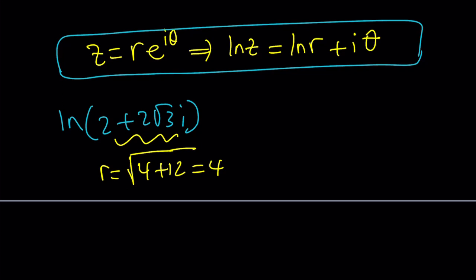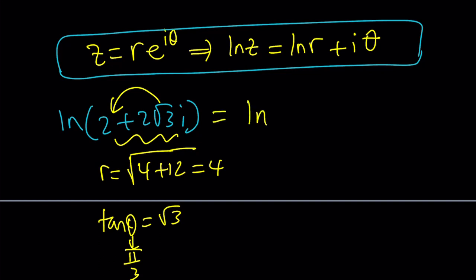And what about the theta? Theta, you can look at the tangent theta as root 3. That reminds me, 60 degrees or pi over 3 radians. And since this is in the first quadrant, yes, that is exactly what it is. So now, I can write this as ln of 4 plus i times theta. Theta would be pi over 3. But of course, I need to add 2 pi k to it.